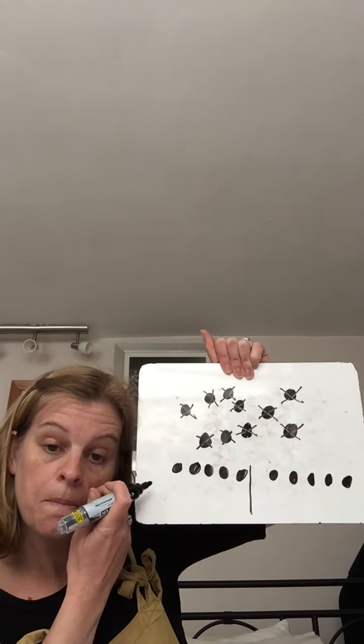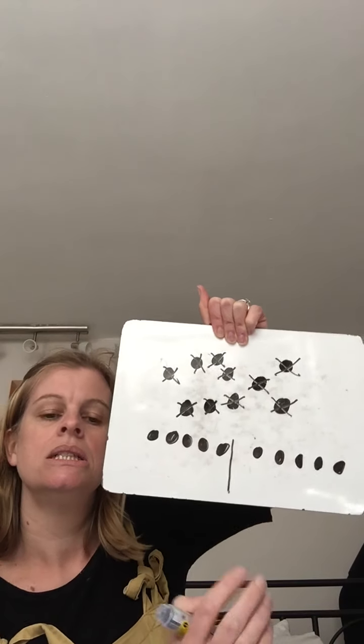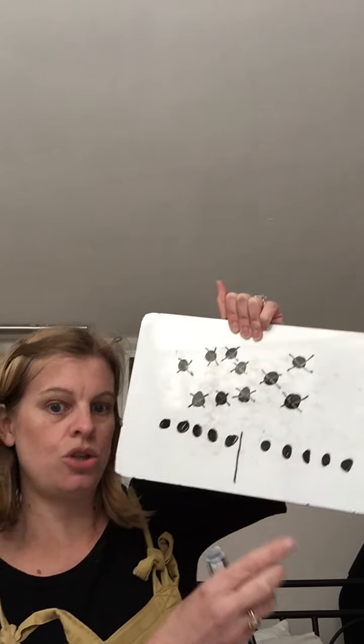So the first thing I need to do is check that I've still got 10, because I started with 10 and I need to finish with 10. 1, 2, 3, 4, 5, 6, 7, 8, 9, 10. Brilliant. My whole is still 10. I've split them into 2 groups. That's a good start.